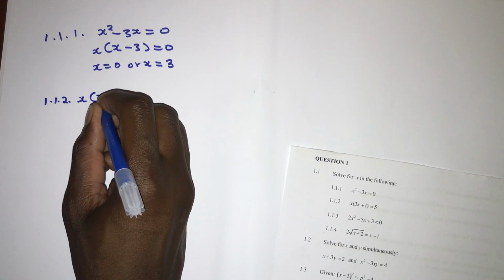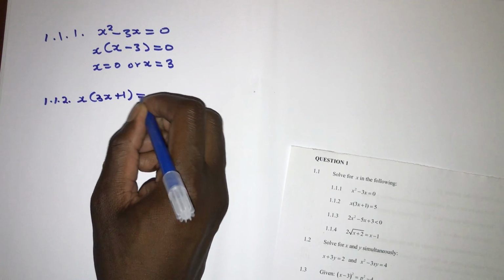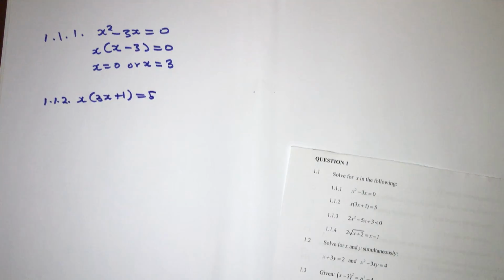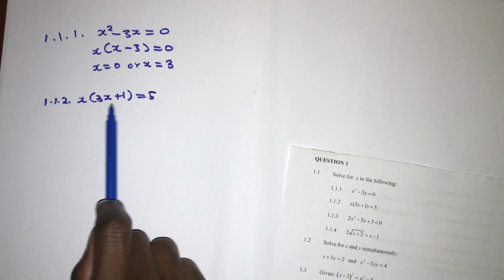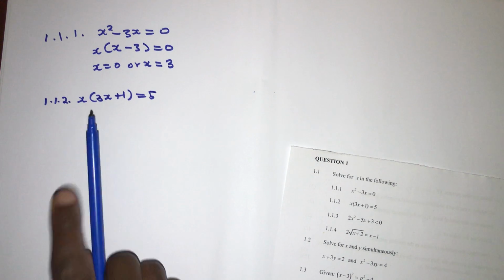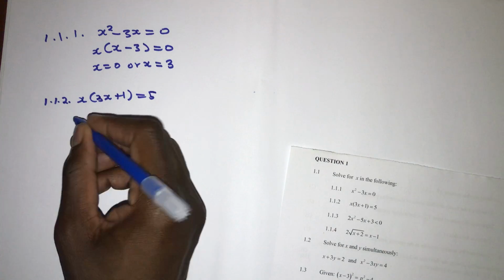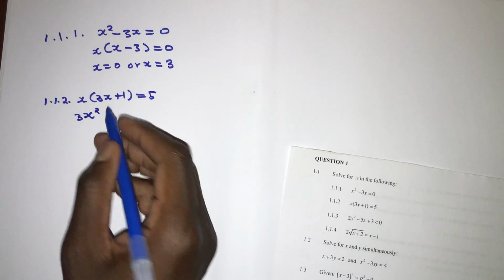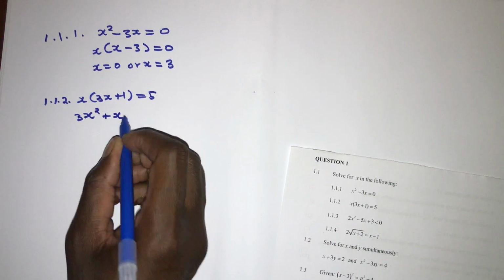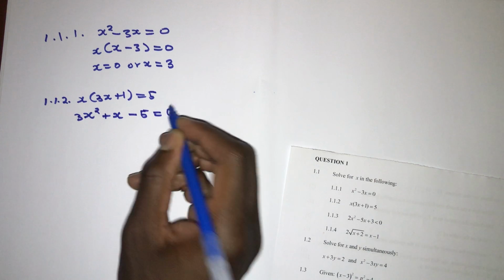x(3x plus 1) is equal to 5. So when you are in this situation, what you must do first is multiply everything inside the bracket by x, and then take 5 to the other side, and then you are going to have a standard form. So x times 3x is 3x squared plus x, that is x times 1, then minus 5 is equal to 0.